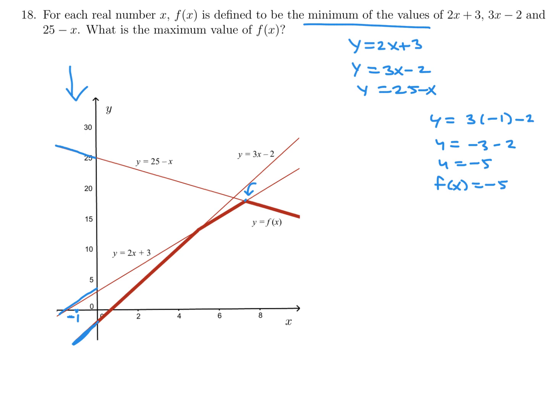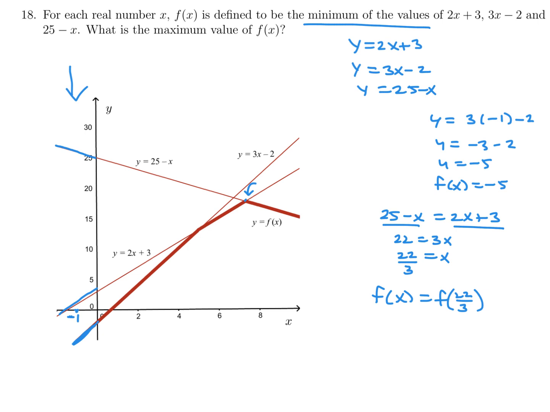So that looks to me that that point is the intersection of the lines 25 minus x and 2x plus 3. So first let's solve for x. So that means 22 is equal to 3x. So x is equal to 22 over 3. And then we have to figure out f at x. And f at x in this case would be f at 22 over 3. And we would plug it into either this guy or that guy. It doesn't really matter. So if we plug into this one, it would be 2 times 22 over 3 plus 3. And that looks to me like 53 over 3. So that is the answer to this question.